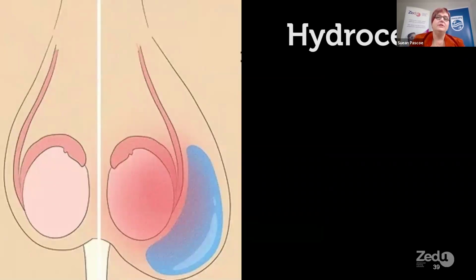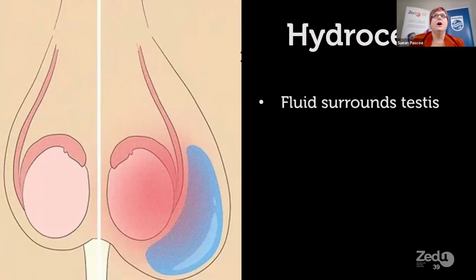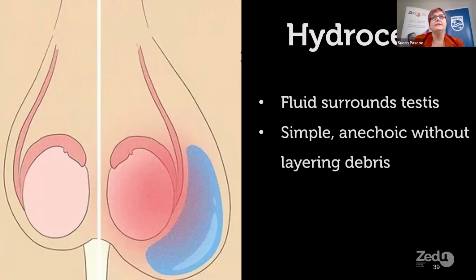Some other incidental findings, you might see a hydrocele. This is fluid around the testis. It should be simple, so it should be black fluid, anechoic, with no layering debris. They can vary in size.